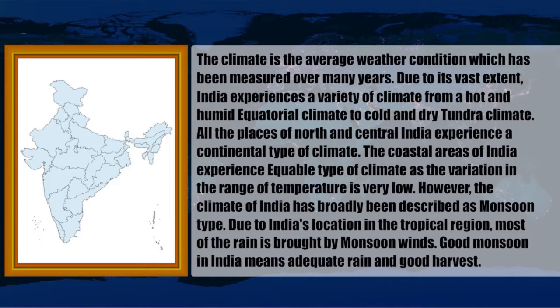Due to India's location in the tropical region, most of the rain is brought by monsoon winds. Good monsoon in India means adequate rain and good harvest.